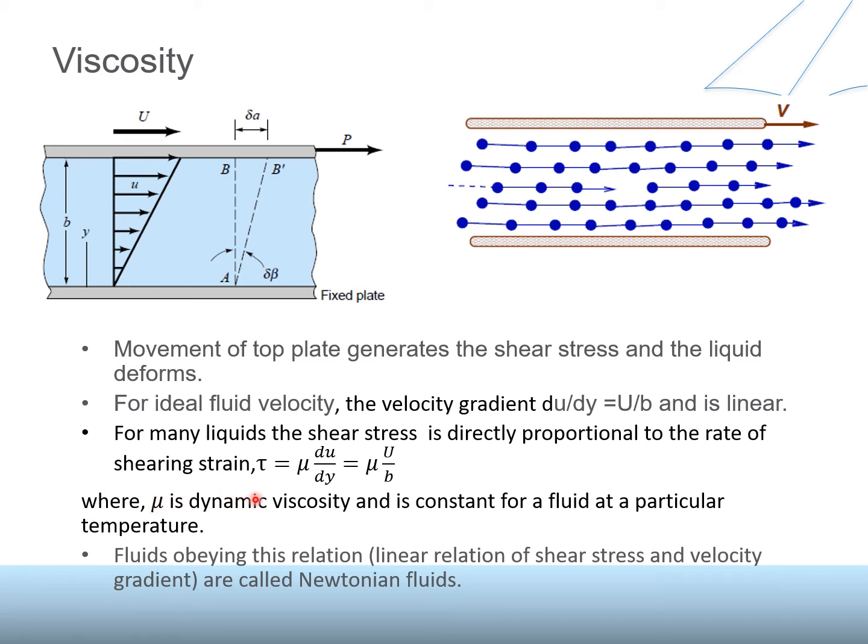So this dynamic viscosity is a measure of the ability of one layer of fluid to move across another layer. Okay, and the fluids obeying this relationship, that the shear stress is directly proportional to the velocity gradient, are called Newtonian fluids, and the fluids that do not obey this rule are called non-Newtonian fluids.